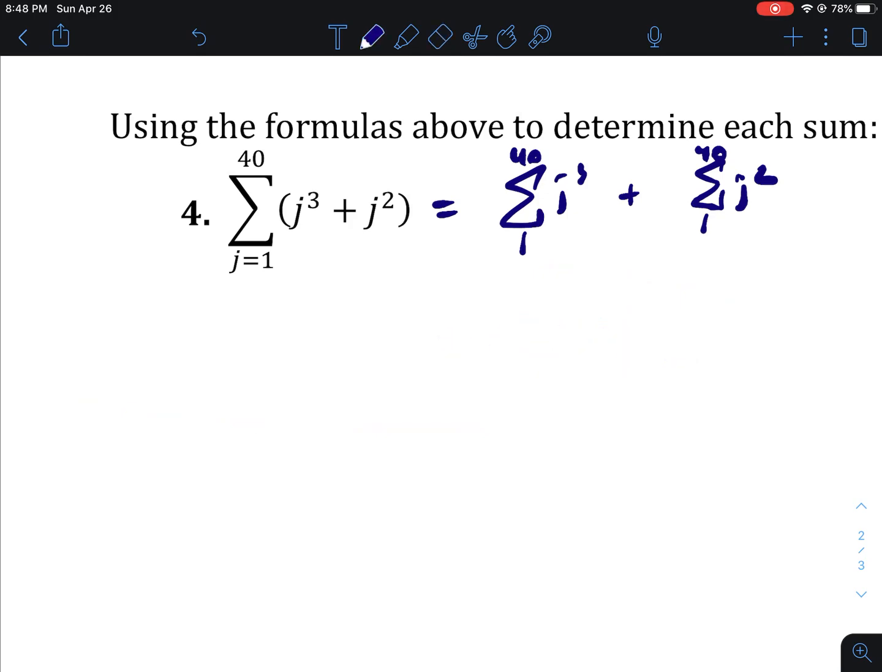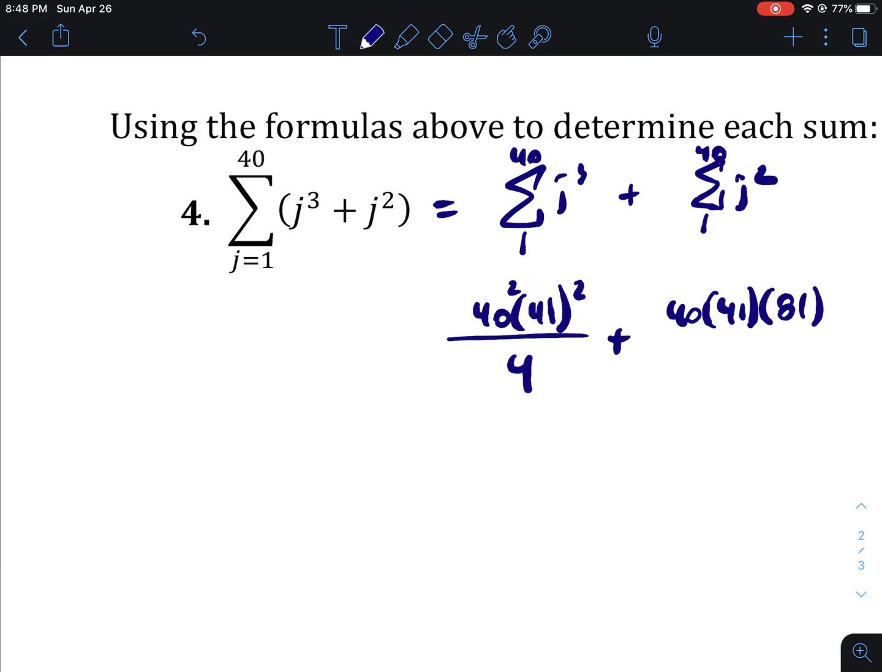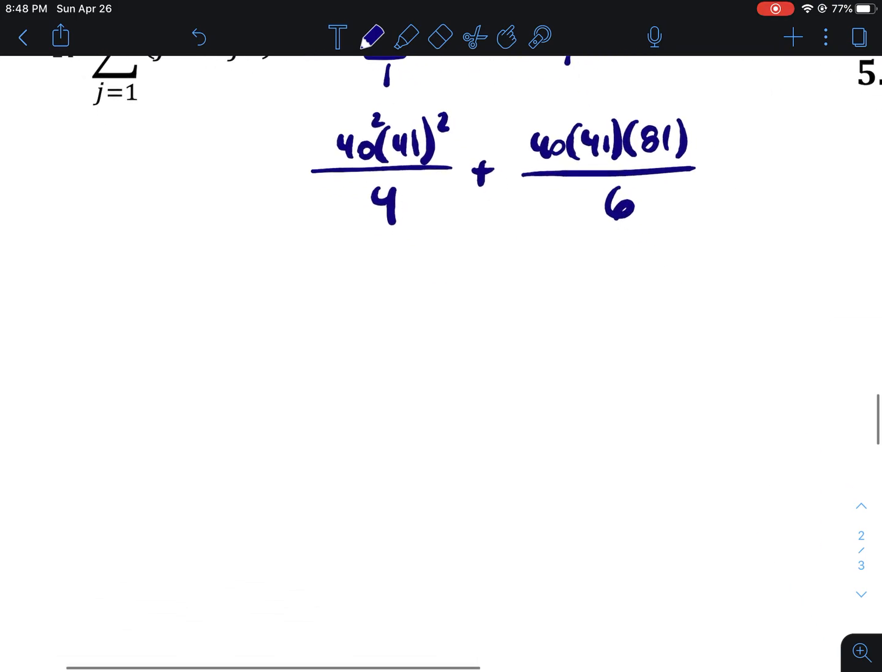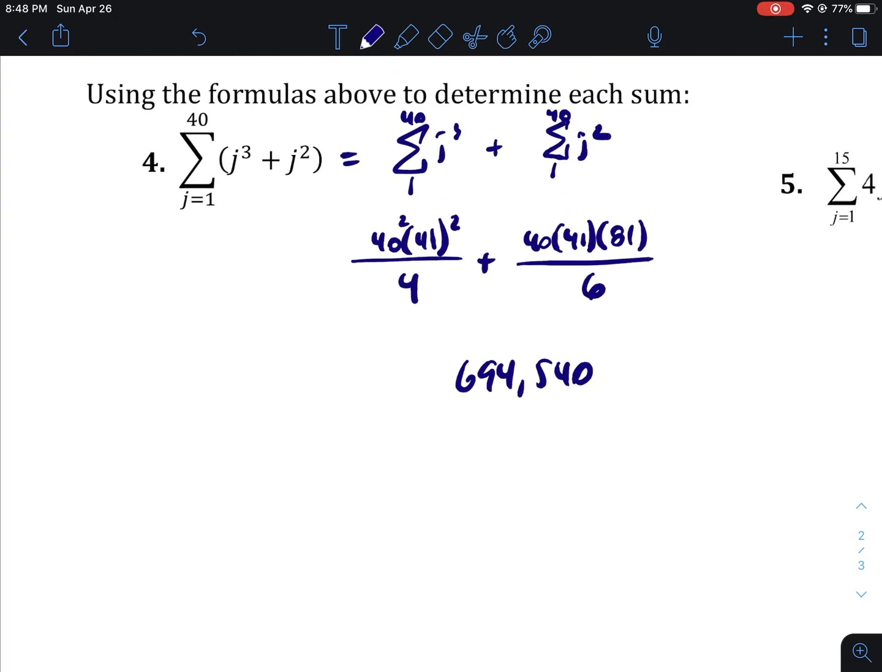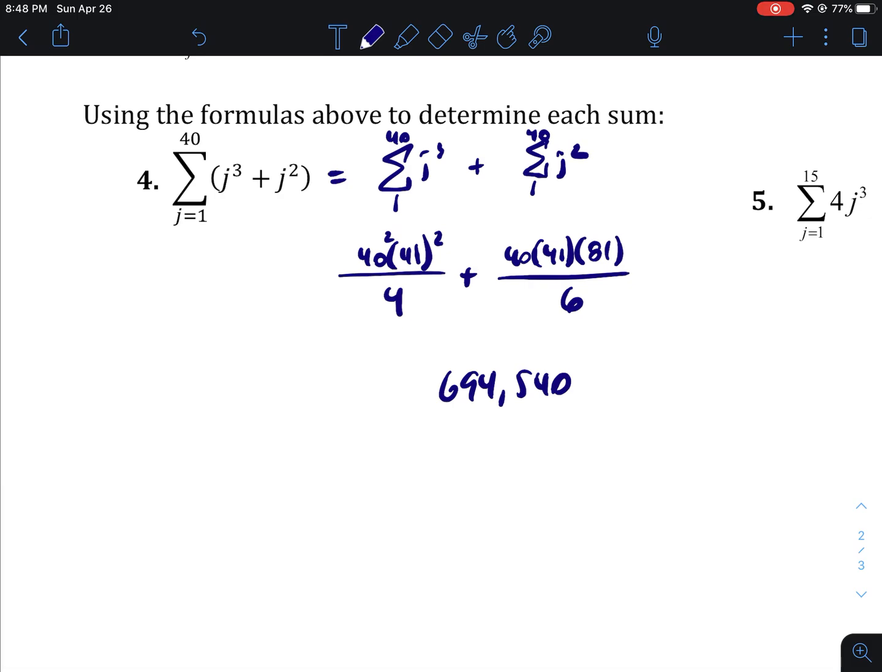All right, so use the formulas. There's a third power formula we just figured out, and then there's also the squared one we did earlier. Let's put that all together. So the third power formula would be 40 plus 1 squared, both of those are squared, all over 4. The squared formula would be n plus 1, and 2n plus 1 all over 6. Type those each in, put it all together, you get 694,540. All right, good, that's it.